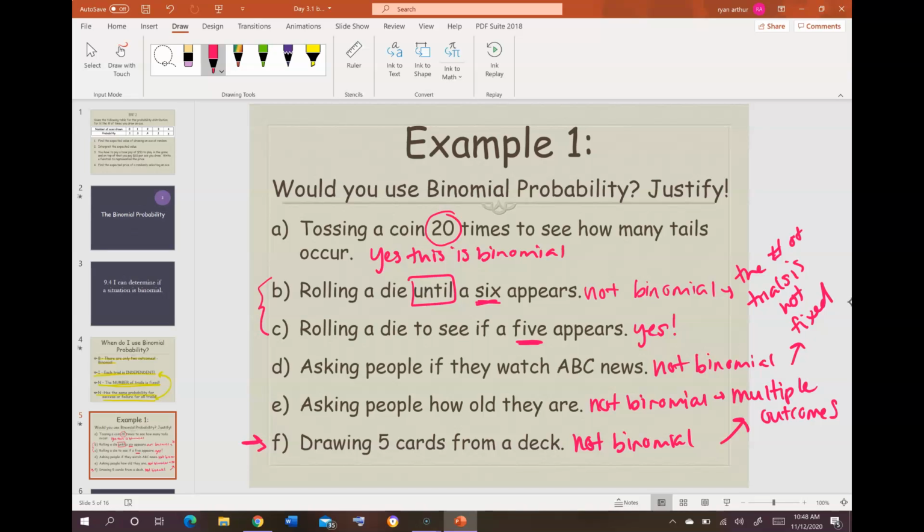Okay? All right, so that is it for how you know whether to use binomial probability or not. All right, guys?